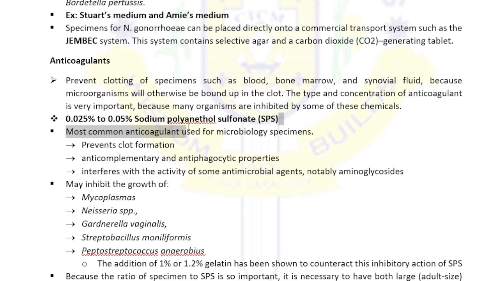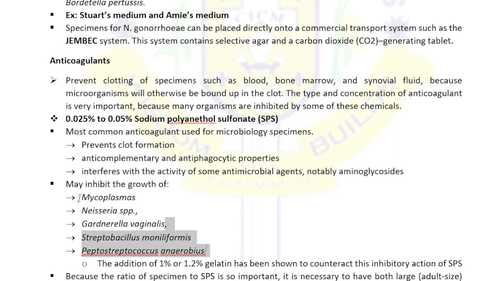If you remember, the yellow one, the first in the order of draw. Okay, that is commonly utilized because it prevents clot formation, it inhibits complement and phagocytic properties, and it interferes with the activity of some antimicrobial agents such as aminoglycosides. The problem with SPS is that it may inhibit the growth of the following. It can prevent their multiplication. Okay? This is actually a good thing for the anticoagulant SPS, that it can inhibit. Only, in culture, that's the problem.